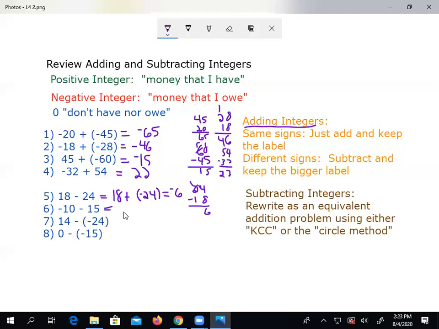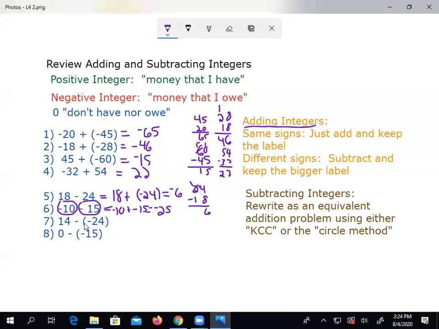On this one, I'm going to use the circle method. The circle method just says you circle the first term. When you circle the second term, you include the operation. So the two terms then become a negative 10 and a negative 15, because you always add terms. And since the signs are the same, you add, that's going to be a 25, and you keep the label, it's going to be a negative 25.